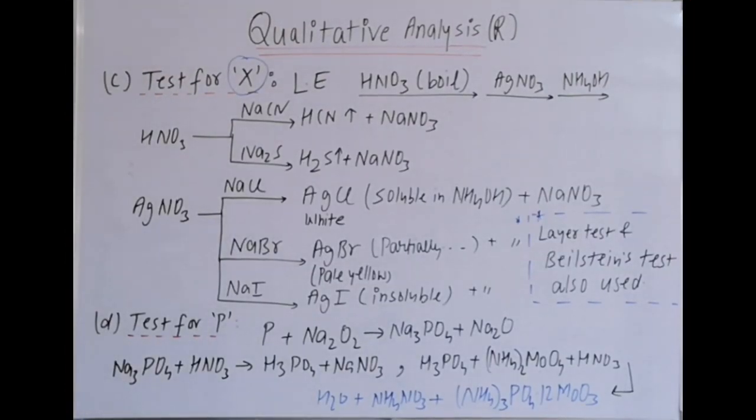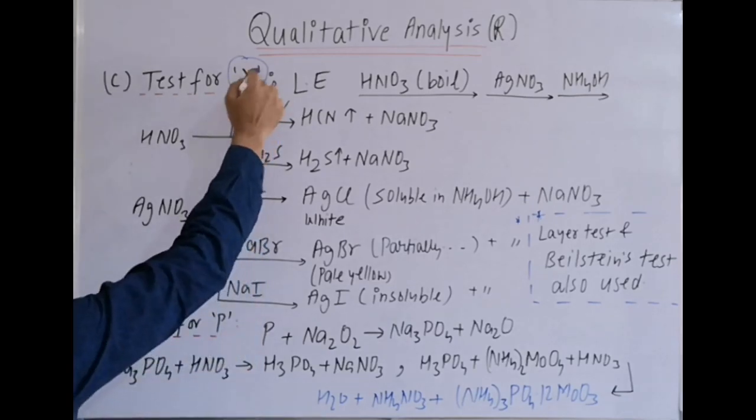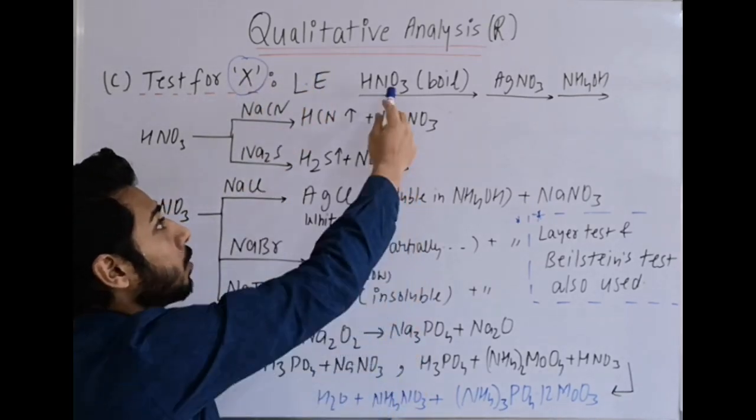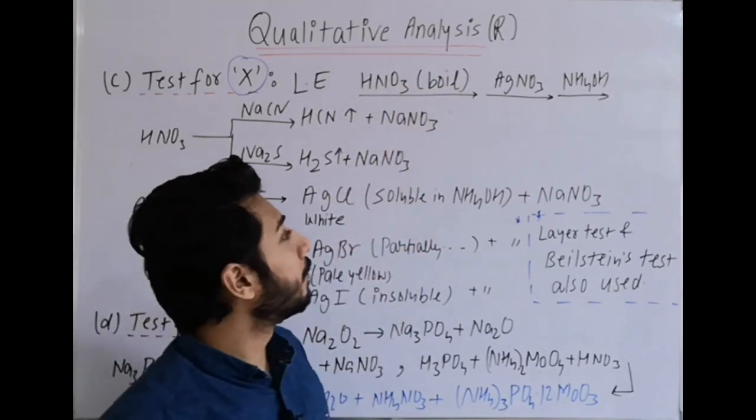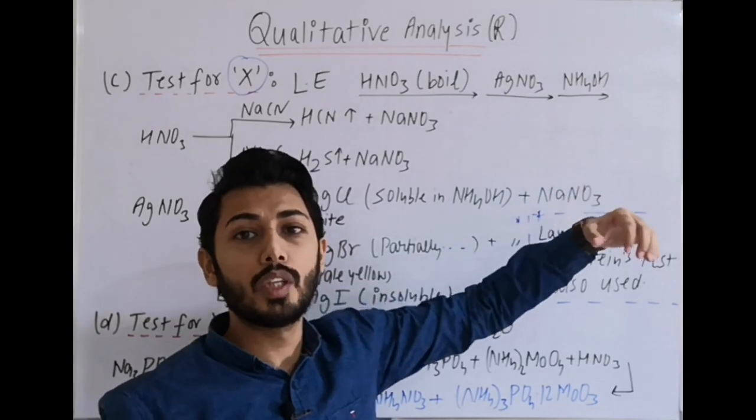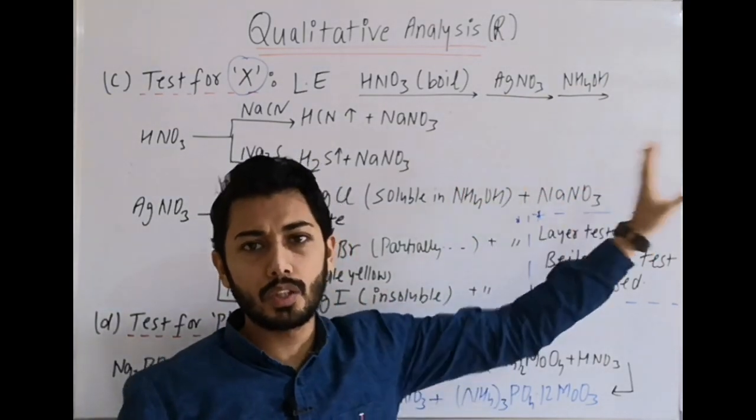Now next is test for halogens. In halogens, the Lassaigne extract is acidified with HNO3 and boiled, then we add a few drops of AgNO3 solution, and then we add ammonium hydroxide. This is the general way.